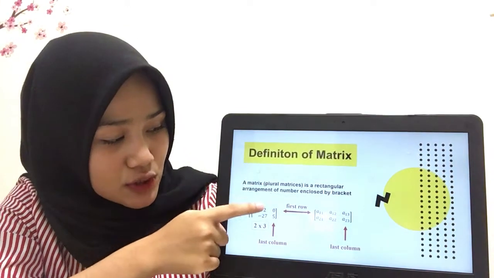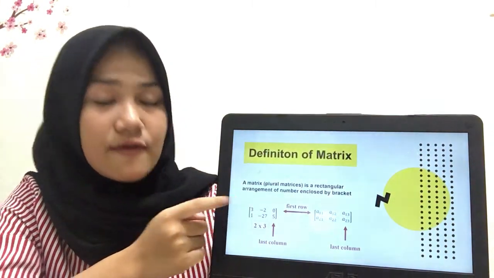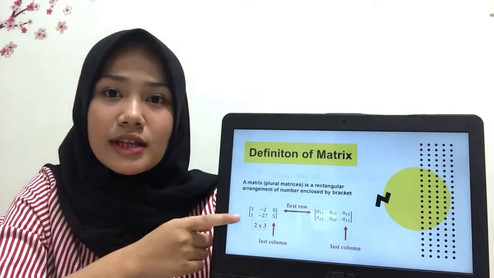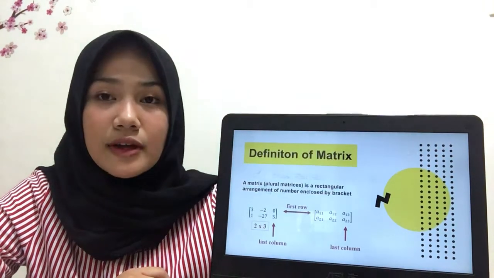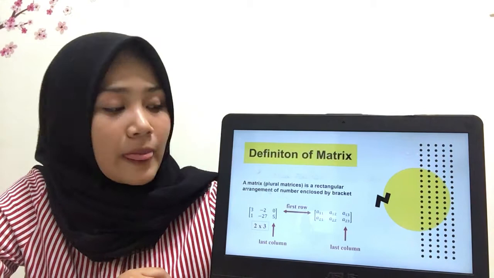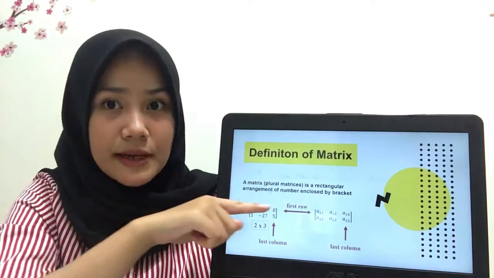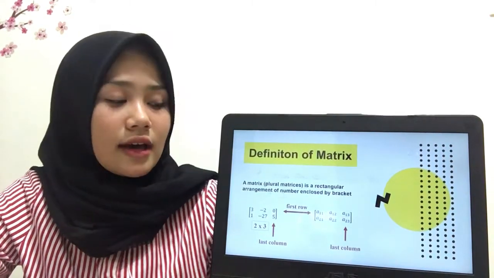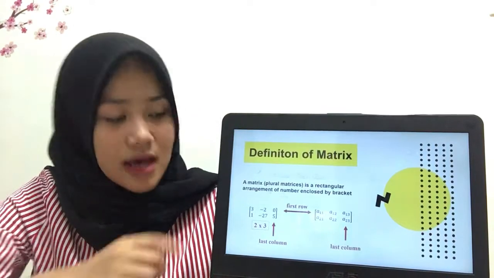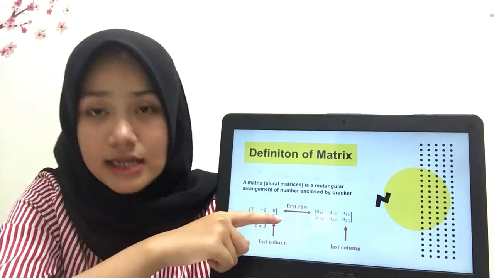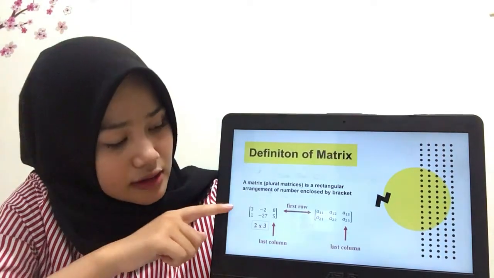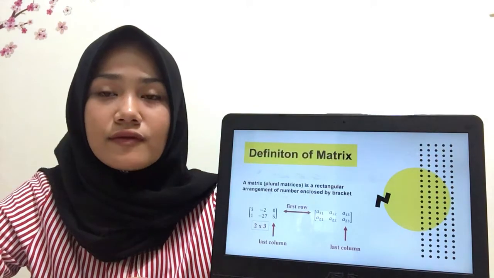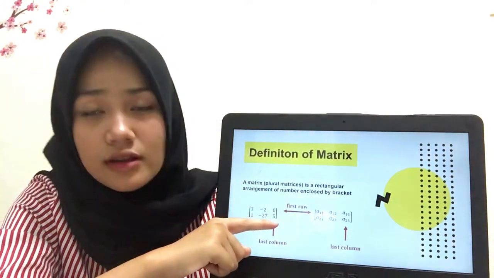There are 3, minus 2, 0, 1, minus 27, 5, and all of them are in a bracket. Every number in the matrix is called an element or an entry of the matrix. The horizontal listings of the elements are called rows, and the vertical listings are called columns. For this matrix, there are two rows. This is the first row and this is the second row. The elements of the first row are 3, minus 2, 0. The elements of the second row are 1, minus 27, and 5.